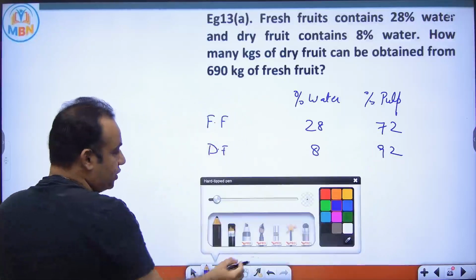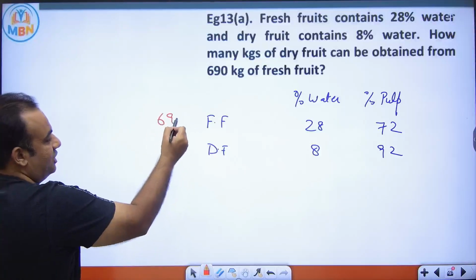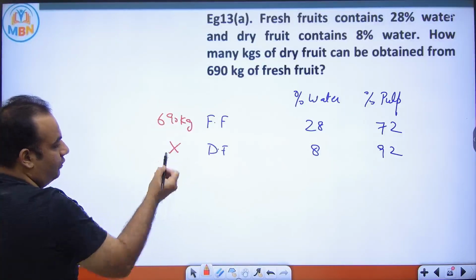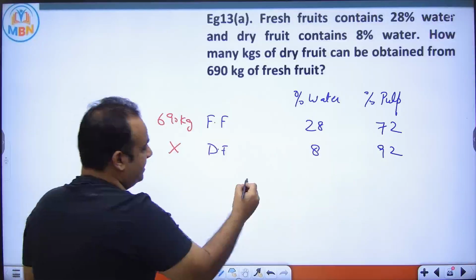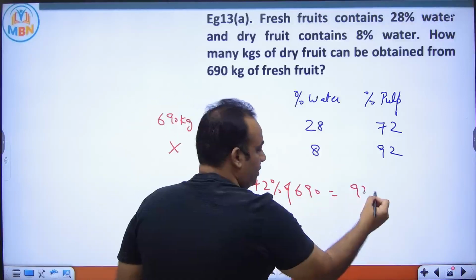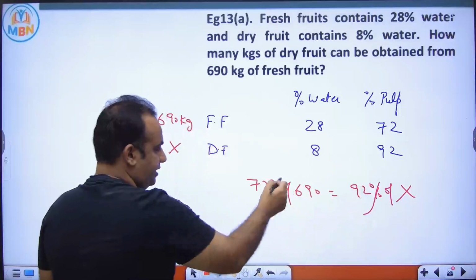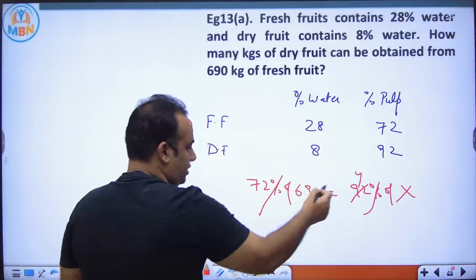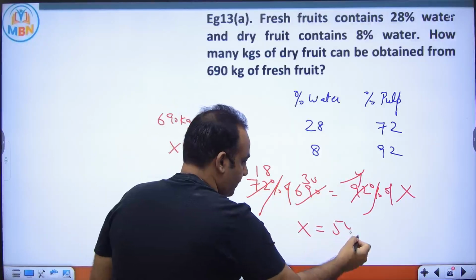Now, you have to just focus on the pulp part. It is given that we have 690 kg of fresh fruit. So, how much dry fruit can be obtained? Let it be X. So, one way is 72% of 690 is equal to 92% of X. Just solve this. Percentages cancel. 23 4s are 92, 23 30s are 690. This is 18. So the value of X is 540.